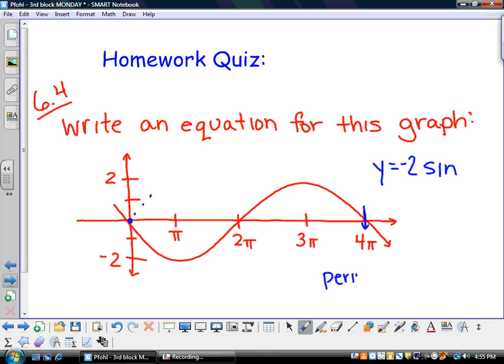The period of this graph is 4 pi. We have the equation period equals 2 pi divided by b. So 4 pi equals 2 pi divided by b in this case. If you solve that equation for b, you get that b is 1/2. So in the parentheses, you should either have 1/2 x or x divided by 2.